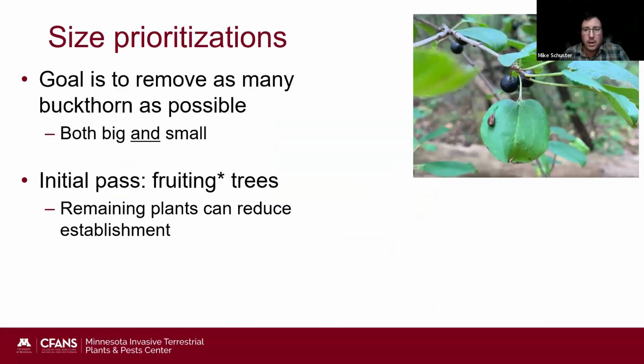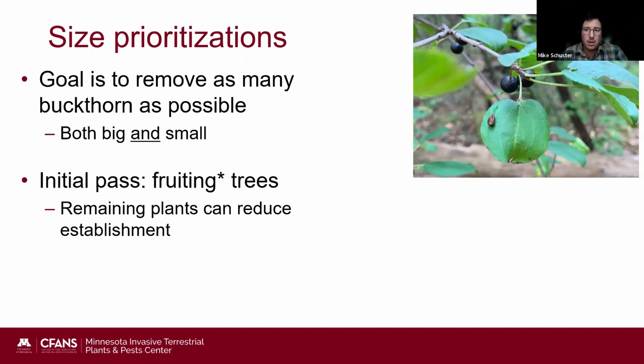And whether you're doing critical period cutting or other types of conventional management, you likely will want to make some prioritizations regarding the size of the stems that you treat. Of course, our goal is to remove as many buckthorn as possible, all the buckthorn, if I could say so. But we want to remove both big stems and small stems.